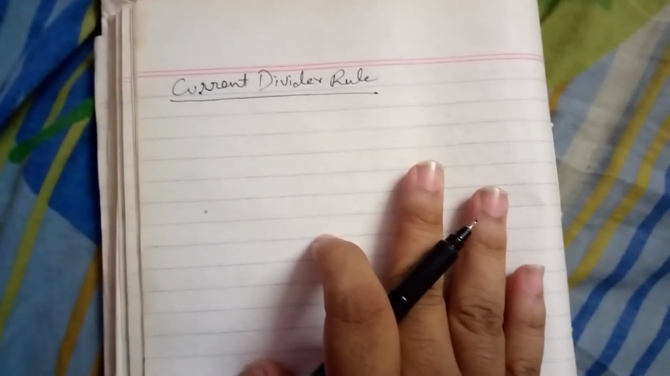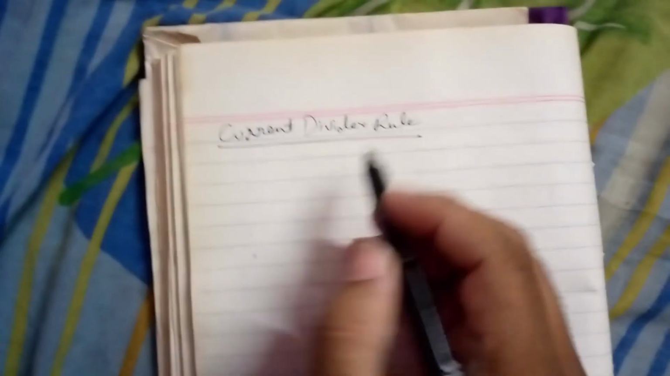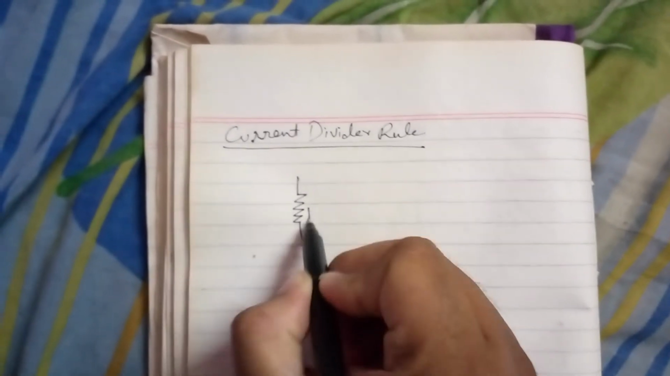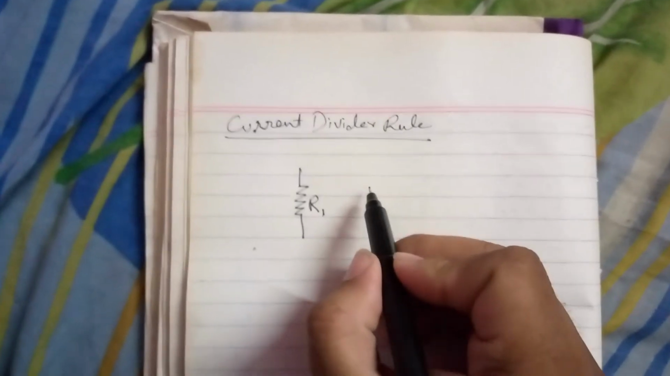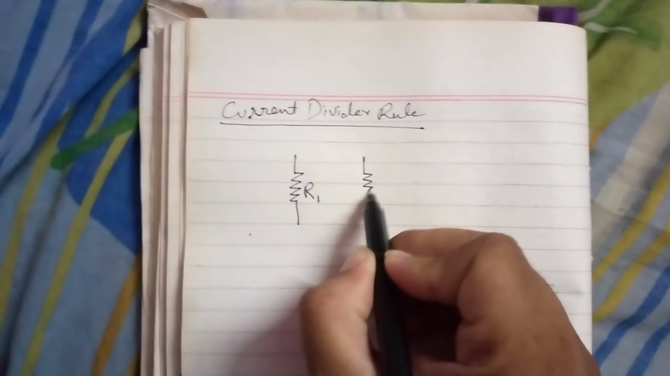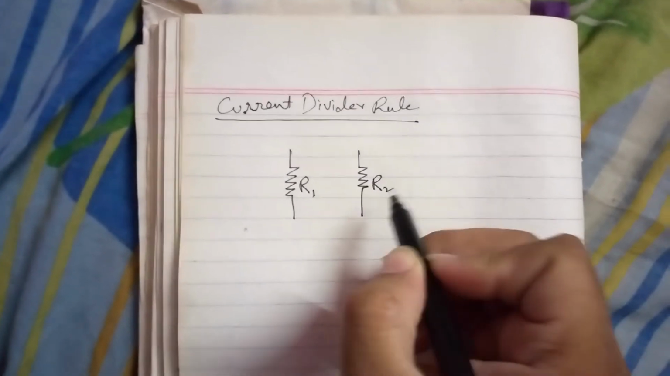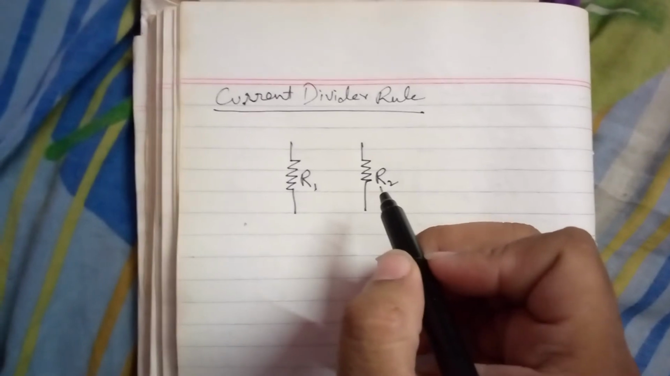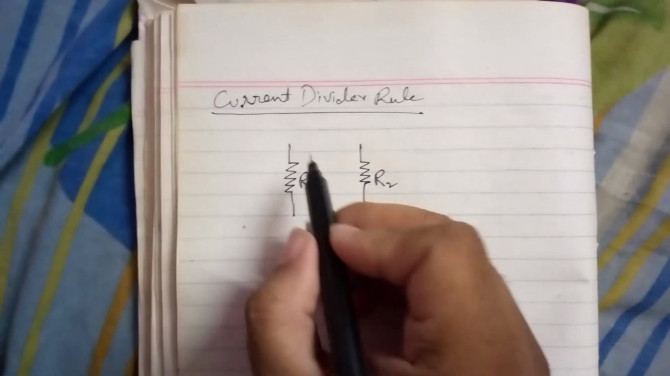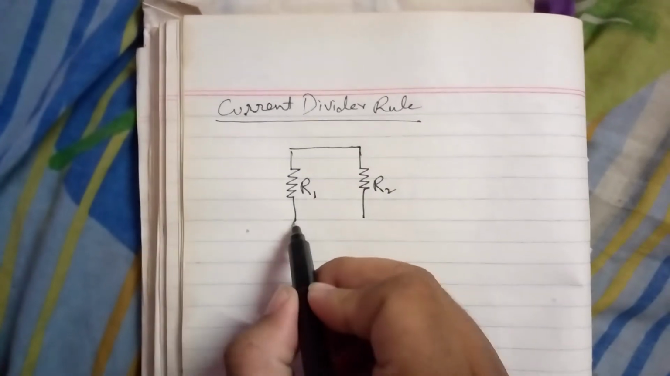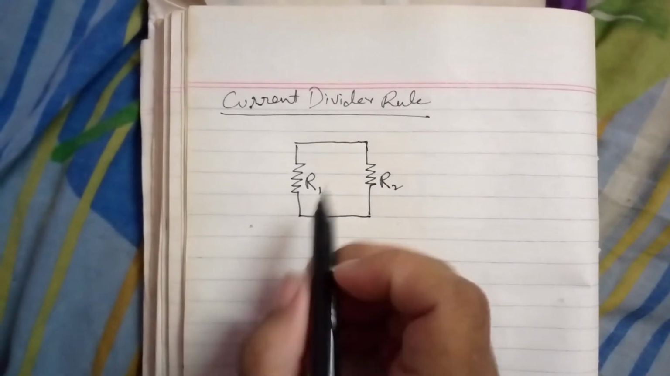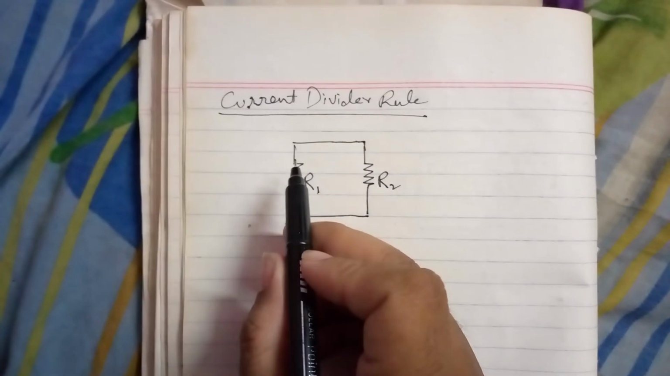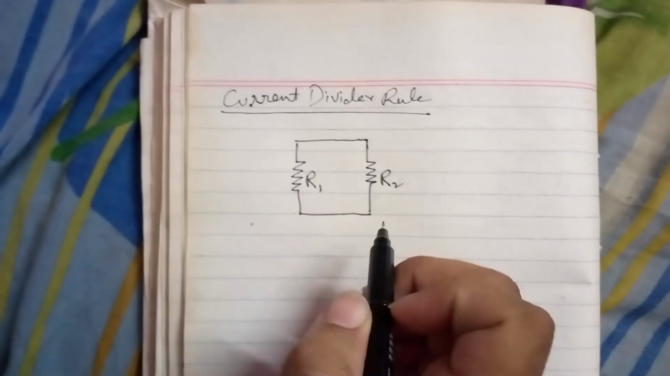First, I will draw the circuit for current divider rule. I will take two resistances, R1 and R2, and I will connect these two resistances in parallel combination with each other. To connect in parallel combination, always connect the first terminals and the second terminals with each other.